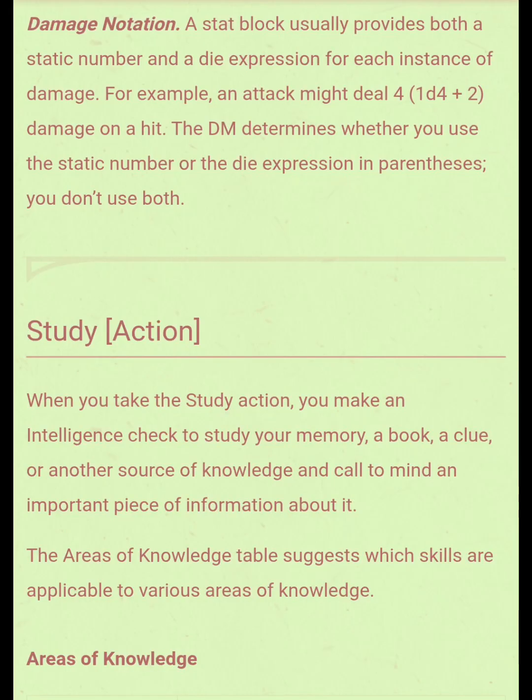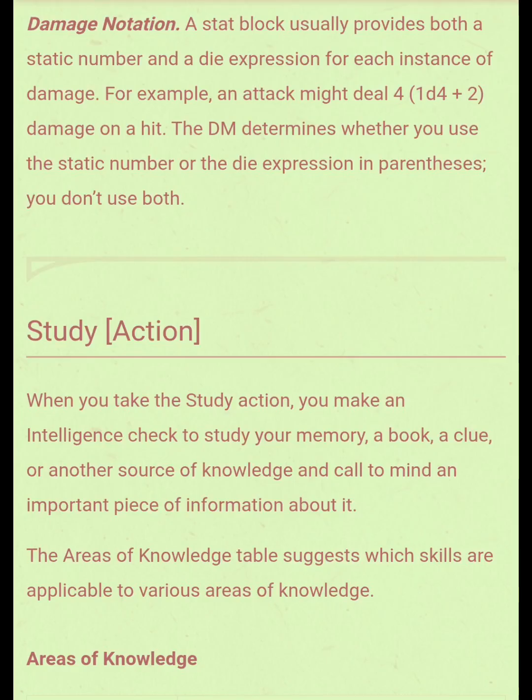Damage notation. A stat block usually provides both a static number and a die expression for each instance of damage. For example, an attack might deal 4 (1d4 + 2) damage on a hit. The DM determines whether you use the static number or the die expression in parentheses. You don't use both.